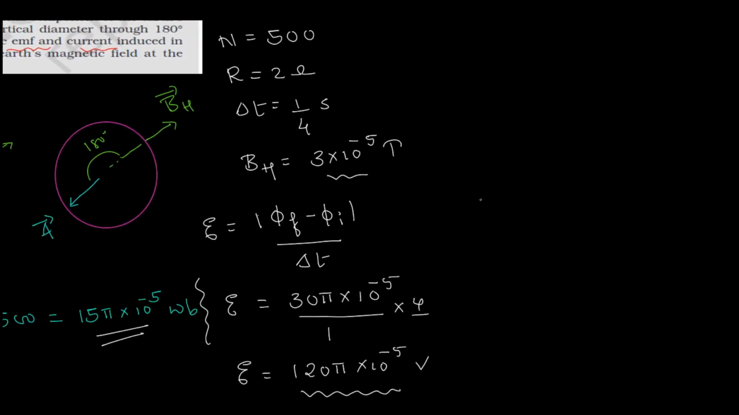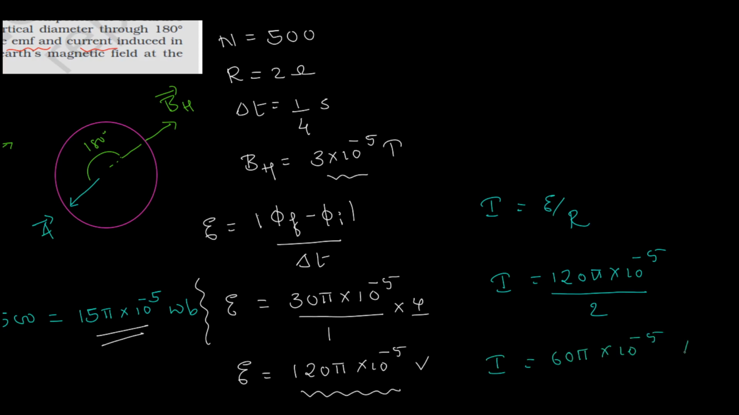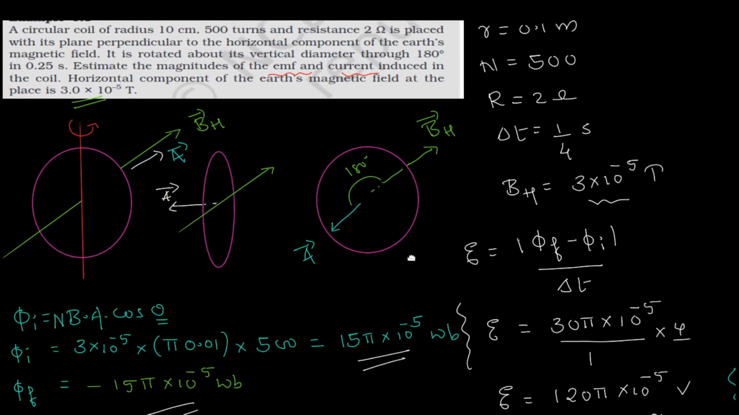Alright, let's calculate current now. Current, pretty simple. Once you get this, current is basically going to be EMF divided by resistance. So current would be 120 pi into 10 to the minus 5 divided by how much of the resistance? 2 ohms, so 2. Current will therefore be 60 pi into 10 to the minus 5 amperes. So that's the expression for current, right? So current is so much, EMF is so much. I hope that was helpful.